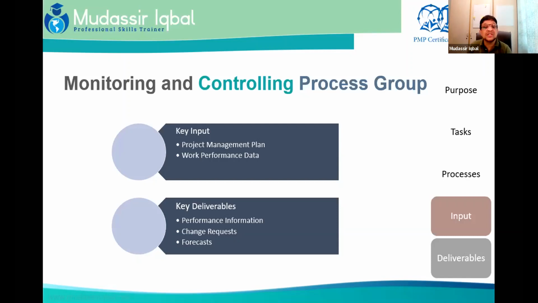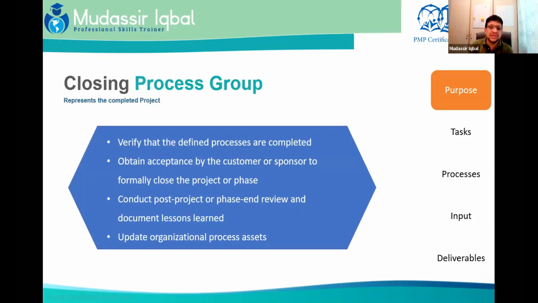The key outputs are project status reports, plan updates, risk registers, change requests, and work product deliverables. So all monitoring and controlling will always have change requests identified for them. And this is where the closing happens. Verify that defined processes are completed, obtain the acceptance of the customer or the sponsor, conduct post-project phase review, document the lessons learned, update the organizational process assets, and formally sign off. This is all what you will be doing as part of the closing process group.